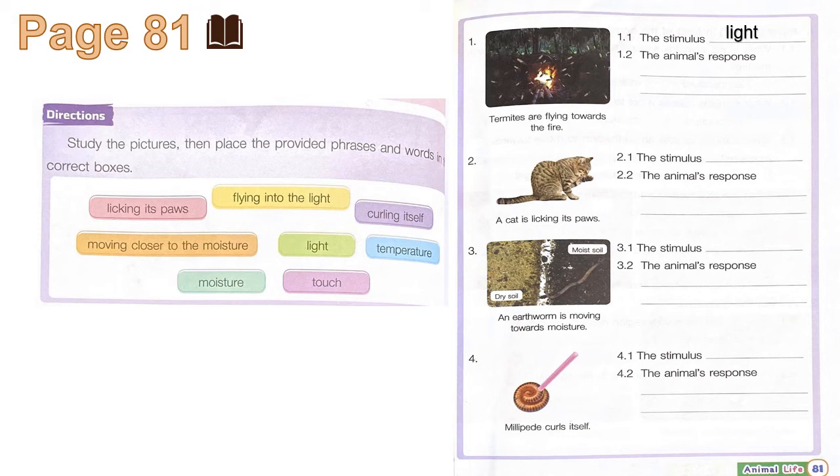What is the animal's response? As you see, termites are flying towards the fire, right? So it should be flying into the light. Now please do the rest, 2, 3, and 4.